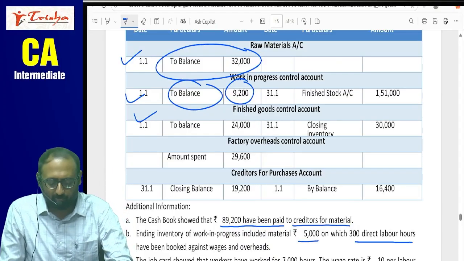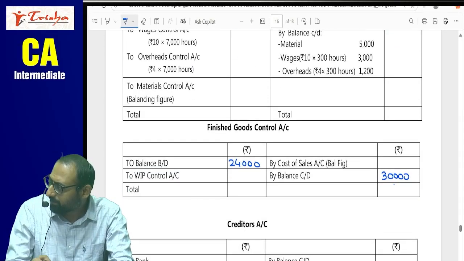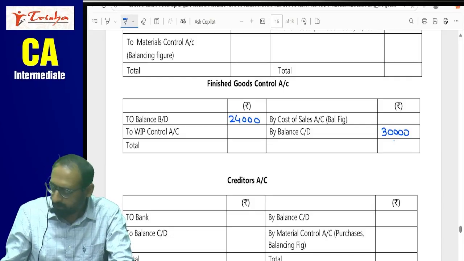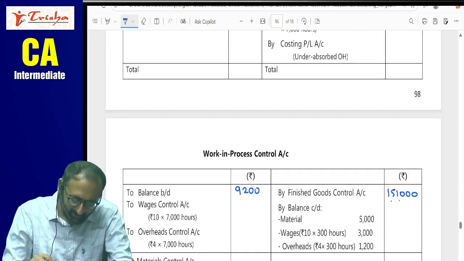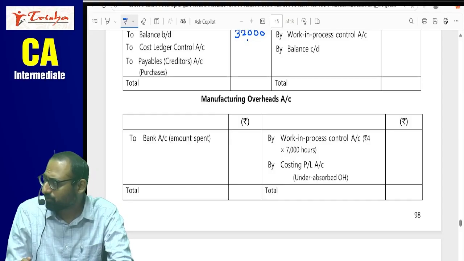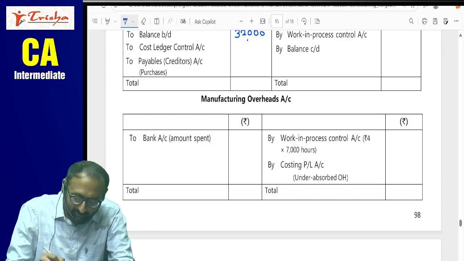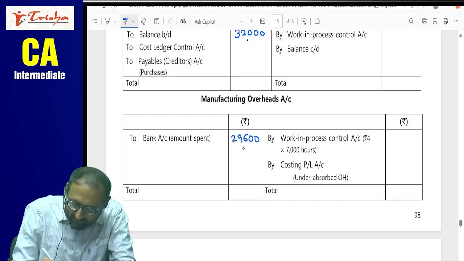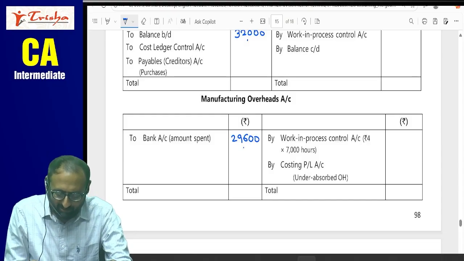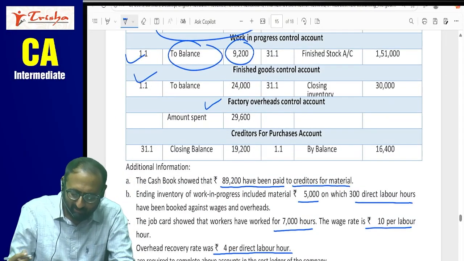Then the factory overhead control account. In the factory overhead control account, the total debit is given as 29,600. So I'll go to that factory overhead account, and in that account, total debit to bank. Total payment, Sarji. How much is your total payment? Tell me quickly, how much is the total payment? 29,000? Yes, Sarji, 29,600 is your total payment. Perfect, guys. After that, please check the next account given. Boys and girls, the factory overhead control account is over.